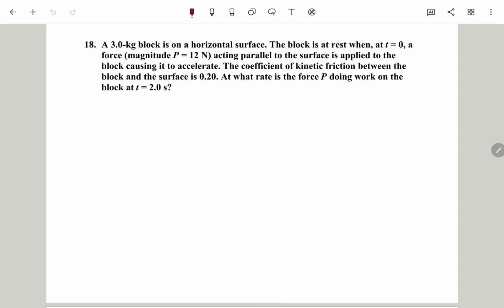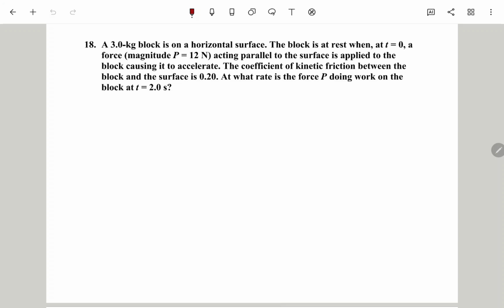A 3 kilogram block is on the horizontal surface. The block is at rest when at t equals 0, a force of magnitude 12 newtons acting parallel to the surface is applied to the block, causing it to accelerate. The coefficient of kinetic friction between the block and the surface is 0.2. At what rate is the force P doing work on the block at t equal to 2 seconds?